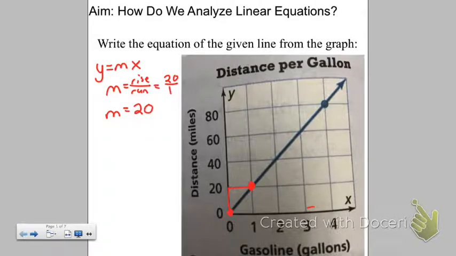So now my equation, I'm going to keep the y. My m, I'm going to substitute in the 20, and I'm going to keep my x. So my equation is y equals 20x.